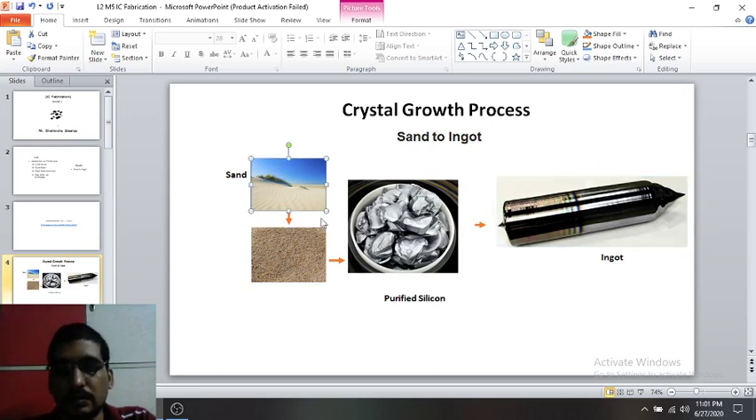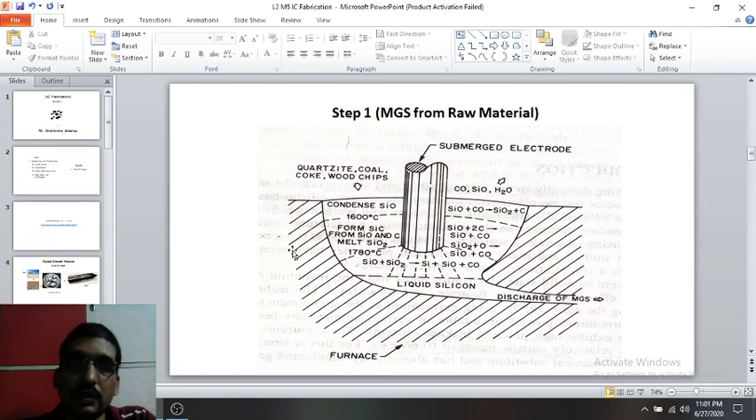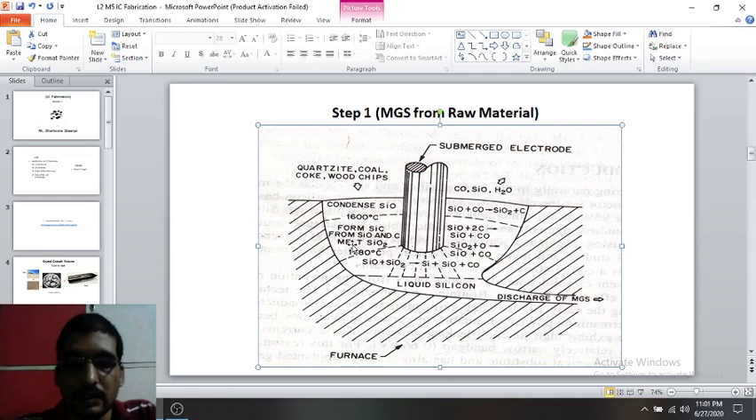So let's start. First of all, let us take sand and some raw material. First of all we purify the sand and we obtain this quartzite, the purified form of sand. Then we will take a furnace, and inside the furnace we will put all the raw materials: quartzite, the purified form of sand, coal, coke, wood chips, etc., any other raw material which is abundant in nature and which contains Si.